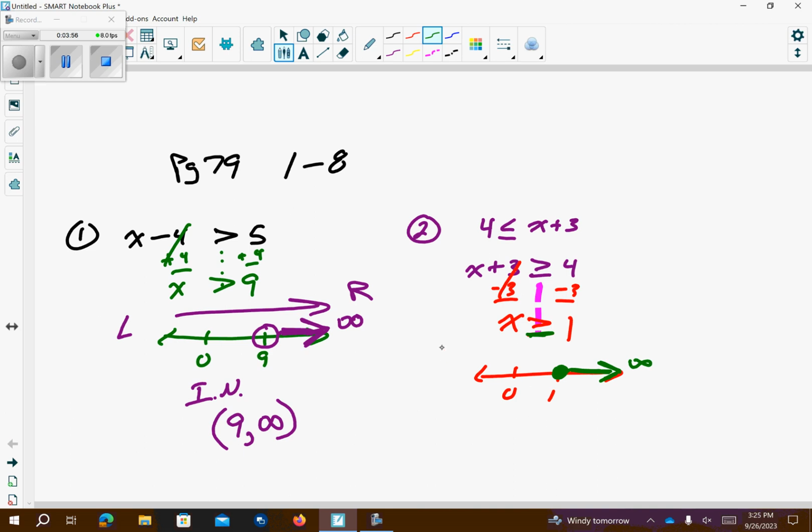So reading this from left to right, I'm going to go from 1 to infinity. Infinity always has a parenthesis. Well, on the last problem, we had an open circle. This one's a closed circle, so the 1 is going to be a square bracket.